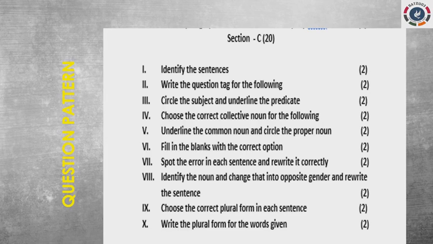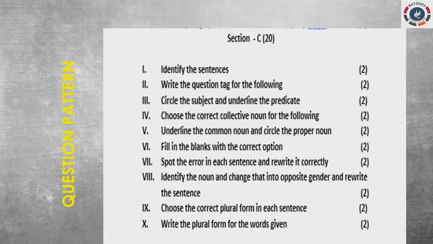And the sixth question is fill in the blanks with the correct option. This is from subject verb agreement. Okay, so it carries 2 marks. 2 questions I will ask, each carries 1 mark. And also spot the error in each sentence and rewrite it correctly. This also 2 questions I will ask, each carries 1 mark. This is from number, the last chapter. Okay, number.